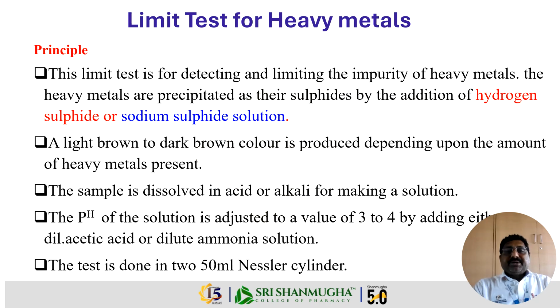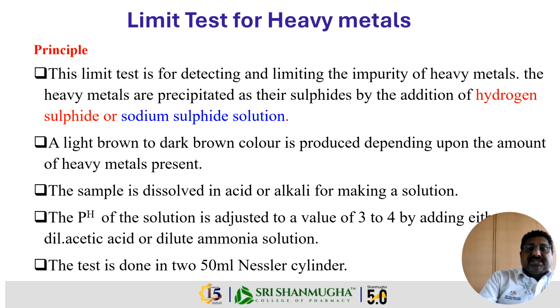So we discussed the principle of limit test for heavy metals. This test is used to detect and control the presence of heavy metal impurities in pharmaceutical substances. In this method, heavy metals react with hydrogen sulfide or sodium sulfide to form corresponding metal sulfides. These metal sulfides produce a light brown to dark brown color depending on the amount of heavy metals present.